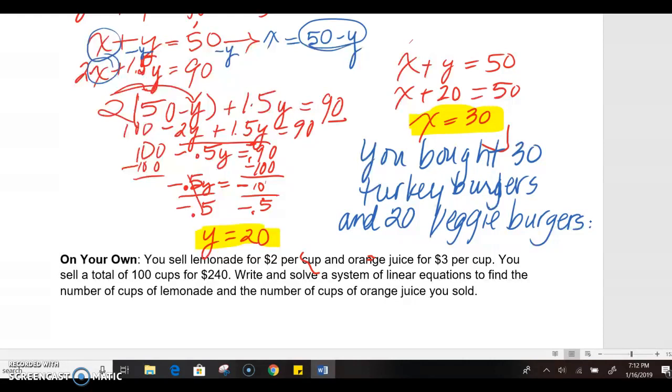That's your answer. Okay, please try these on your own. I know these kind are difficult, but give it a try. We'll go over this one and we'll definitely spend more time solving word problems over the next several days.